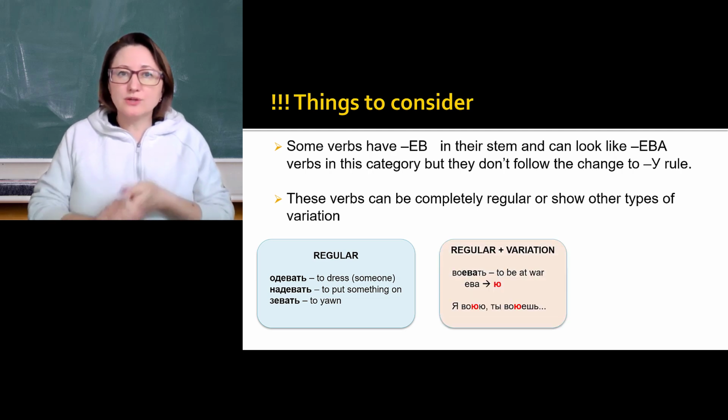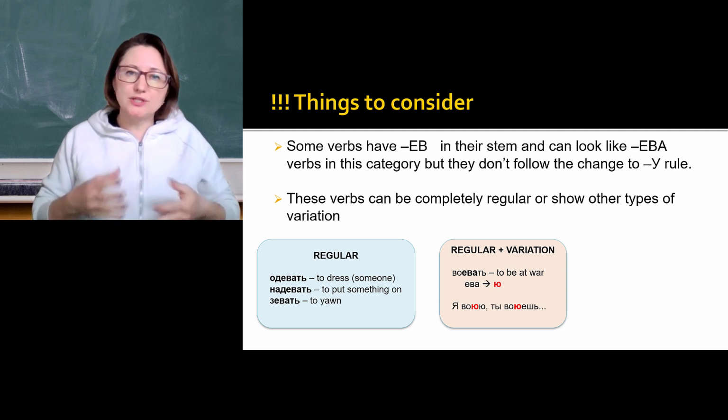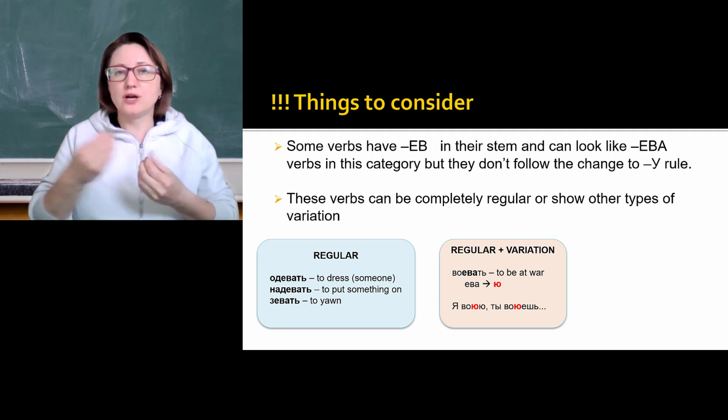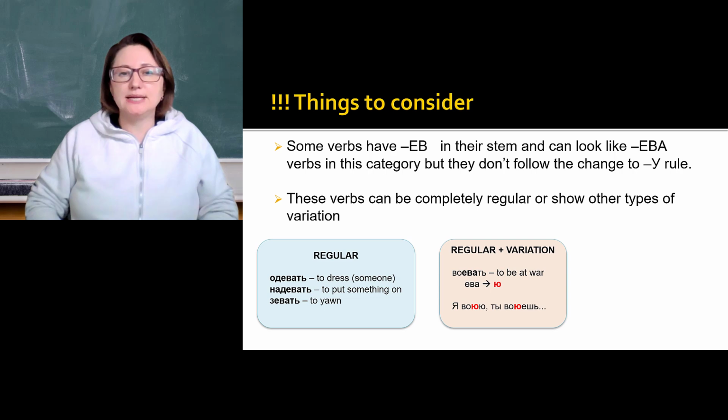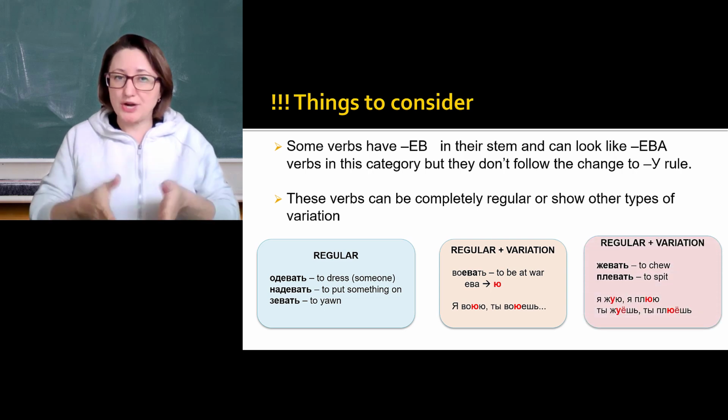Then there are some regular verbs with a variation. So, for example, the verb воевать, which means to be at war with somebody. So here, yeva changes to you. I usually tell my students the whole stem changes to you, and then we add the regular endings. So, for example, if I want to say I'm at war with somebody, it would be я воюю, ты воюешь, он воюет, and so on.